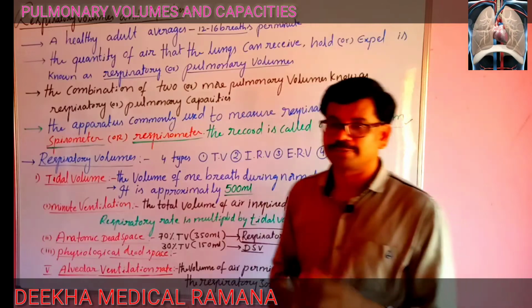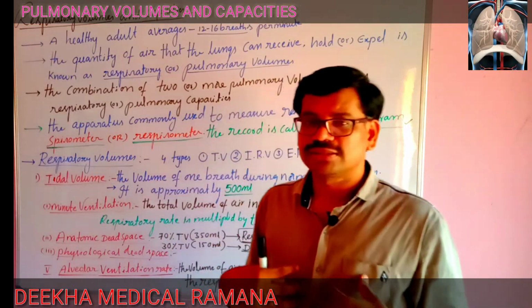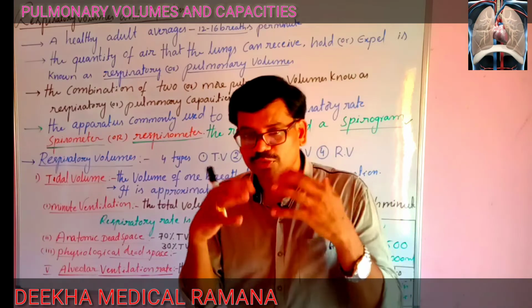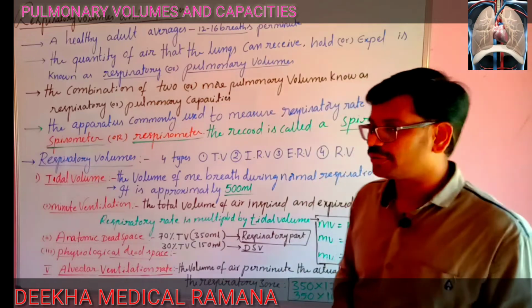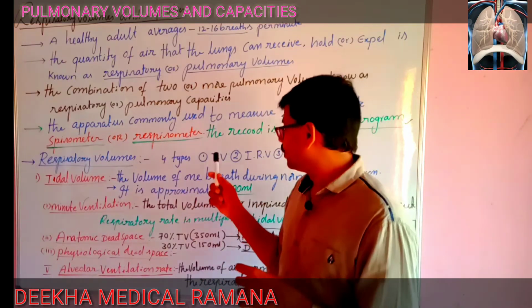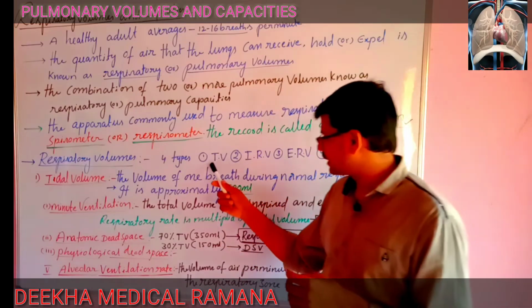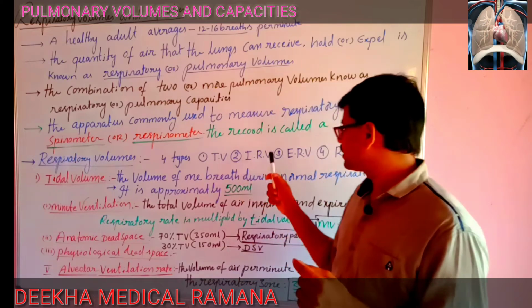Let me explain what is meant by respiratory volumes. Respiratory volumes are the amounts of air that enter the lungs and are received, held, or expelled. These all events we call the respiratory volumes. In healthy human beings, we can find four types of respiratory volume. One is tidal volume, represented as TV. Second one is IRV, the inspiratory reserve volume.